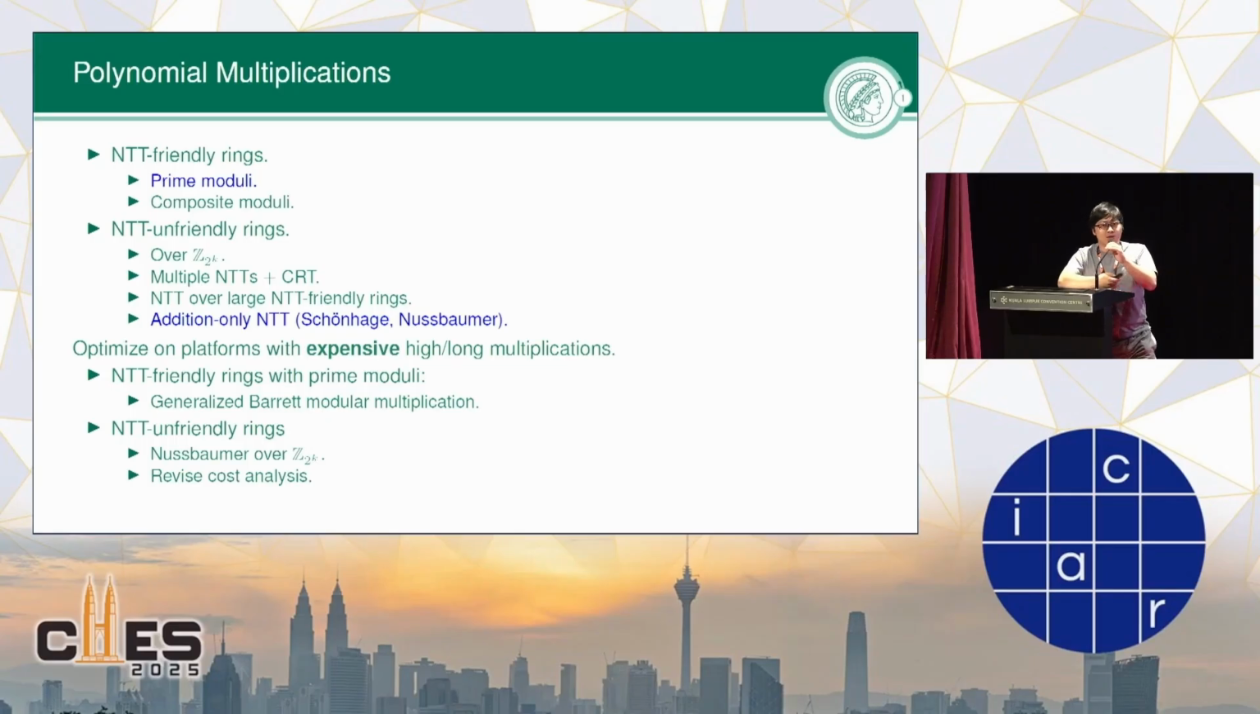For the first case, we study how we generalize Barrett multiplication and show that our generalization enables suitable mapping to the cases where we have expensive long or high multiplications. As for the second case, the entity-unfriendly ring case, we propose to apply Nussbaumer and revise the cost analysis with suitable cost metrics.